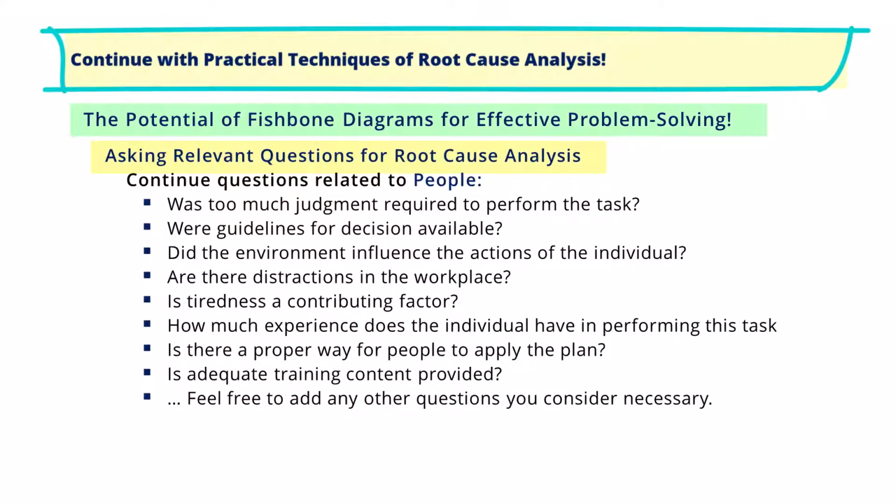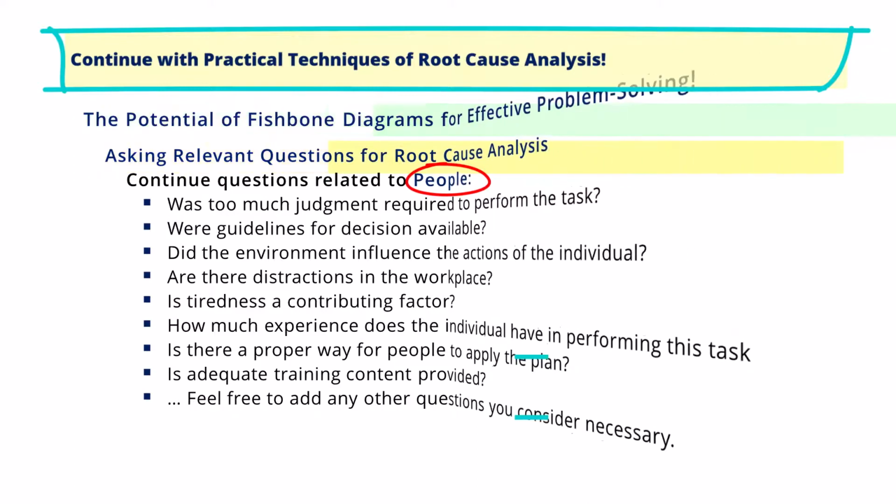Continue questions related to people. Was too much judgment required to perform the task? Were guidelines for decision available? Did the environment influence the actions of the individual? Are there distractions in the workplace? Is tiredness a contributing factor? How much experience does the individual have in performing this task? Is there a proper way for people to apply the plan? Is adequate training content provided? Feel free to add any other questions you consider necessary.